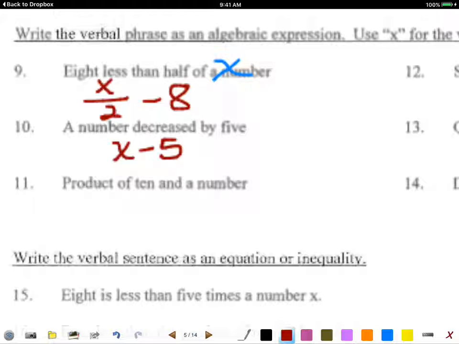All right. The product of 10 and a number. How do we write this as an expression? The product of 10 and a number. You have to know what the word product means. Rhea?